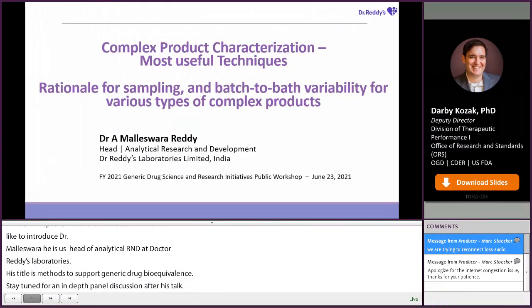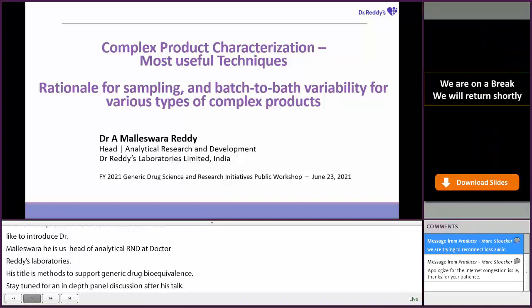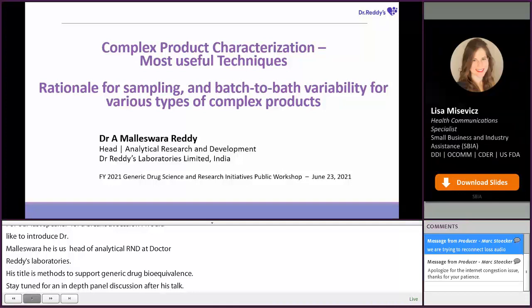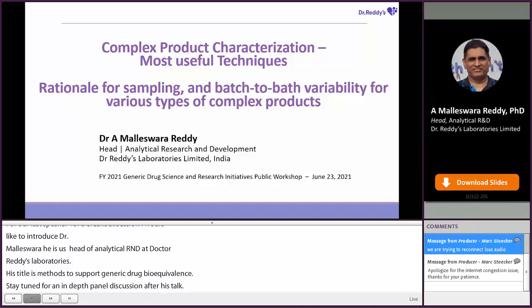Hi, this is Maleshwar Reddy from Dr. Reddy's India. Today I'm going to talk about two topics. First is complex product characterization, which are the most useful techniques for the characterization. The second section deals with rationale for sampling and batch-to-batch variability for various types of complex products.